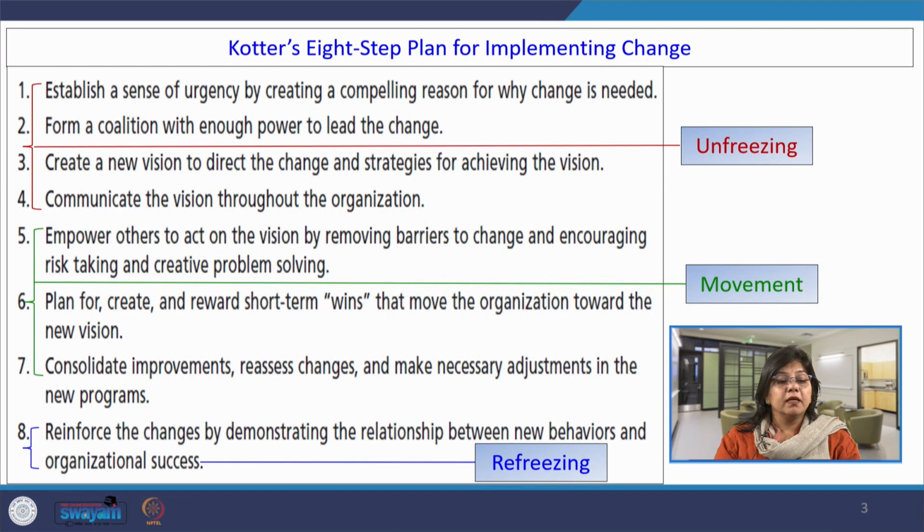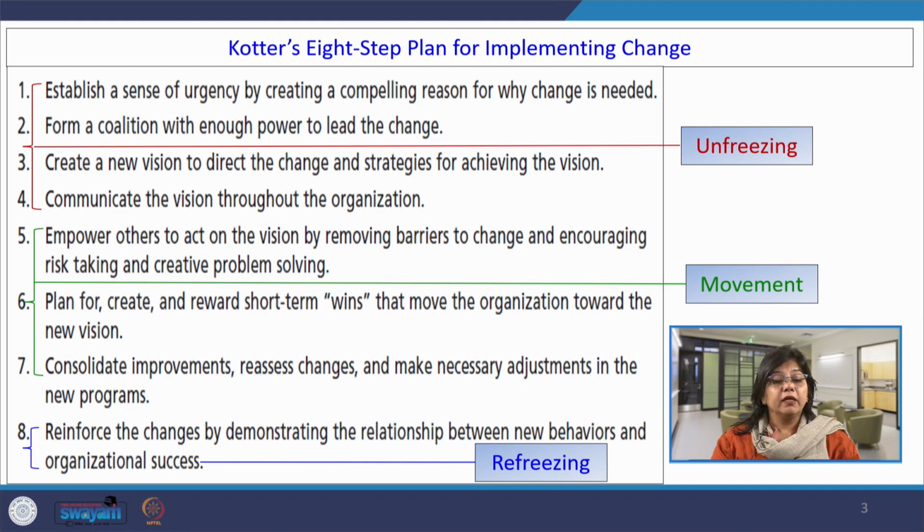The first is establish a sense of urgency by creating a compelling reason for why change is needed. This requires strong and effective communication from the manager to the employees about why that change has been initiated, the urgency, the compelling requirement of that change in order to maintain effectiveness, and that communication should be so effective and influential that the employees are convinced and agree that this change is required.